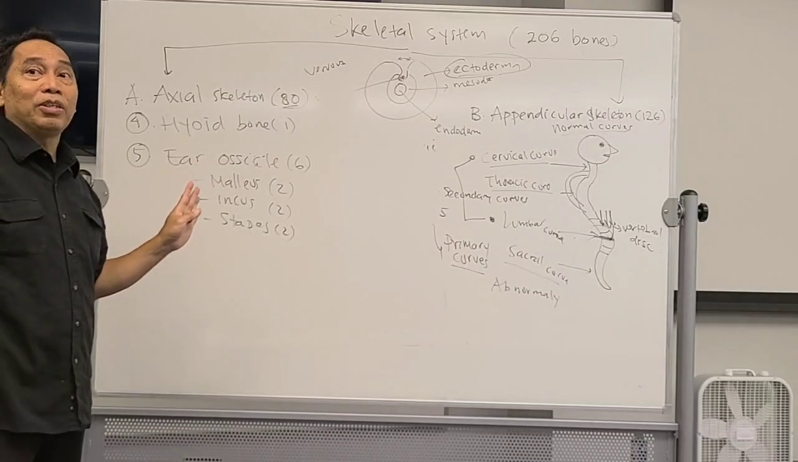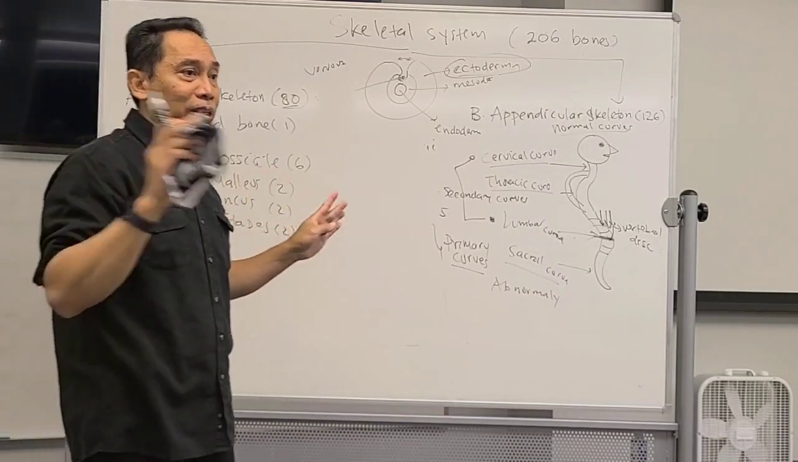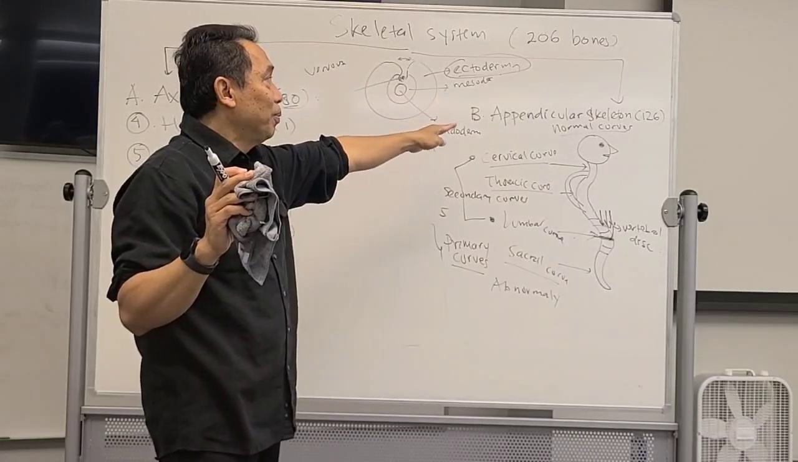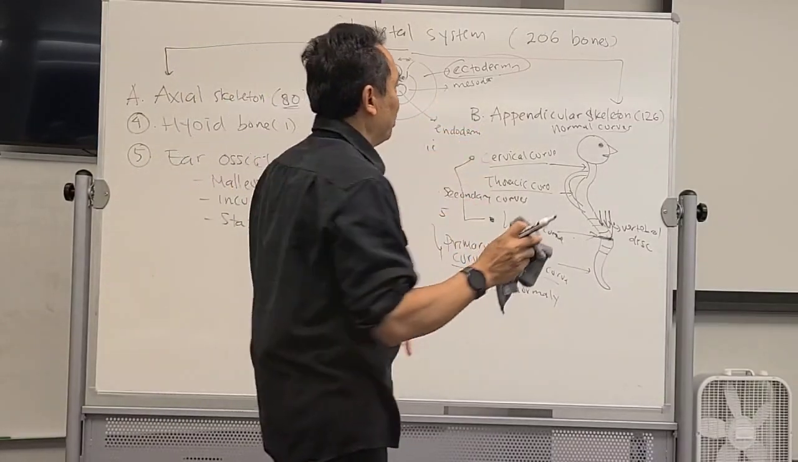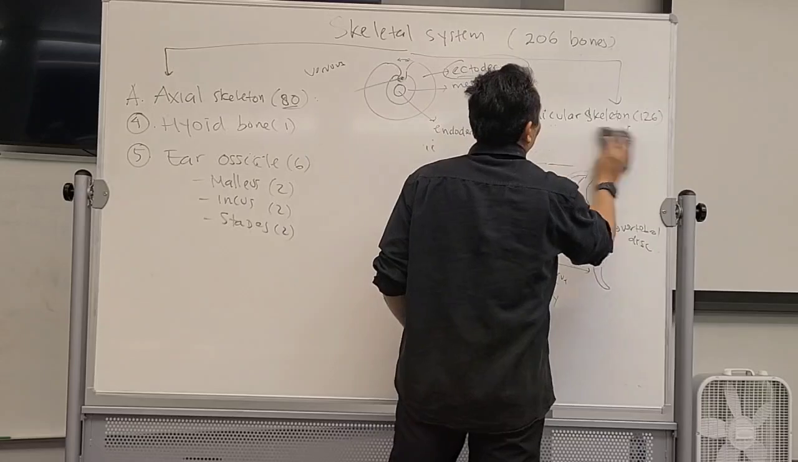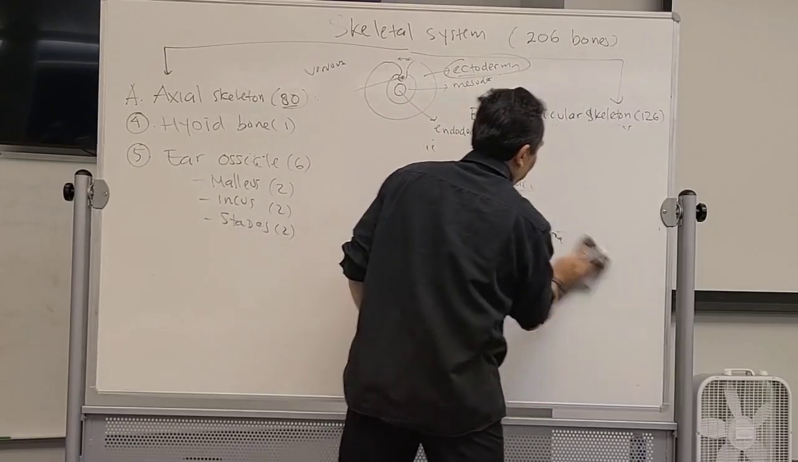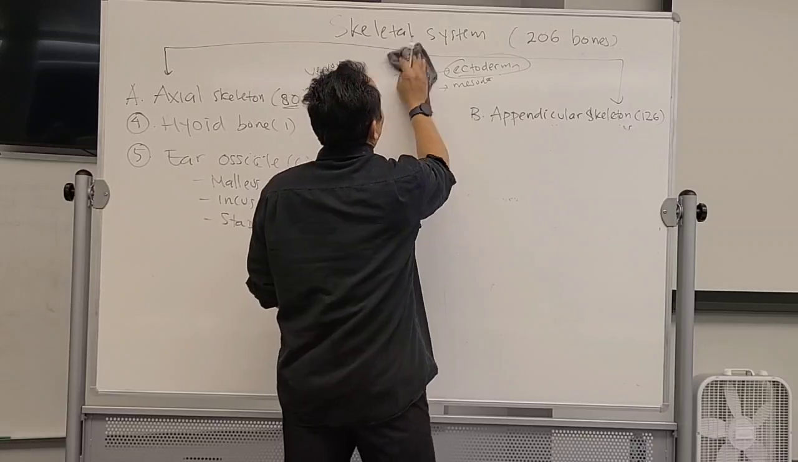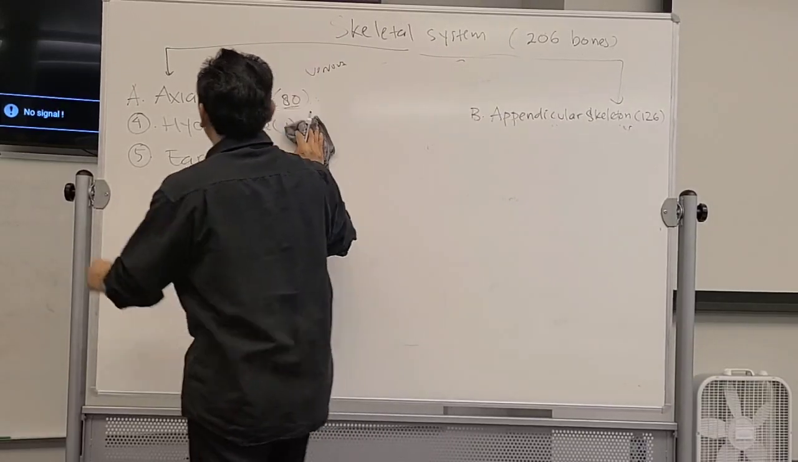Do you have a question for this one? We're done with the axial skeleton. We'll continue with the last group, the appendicular skeleton, the second group. Okay, there are more bones over here, right? There are more bones in the appendicular skeleton compared to the axial skeleton.